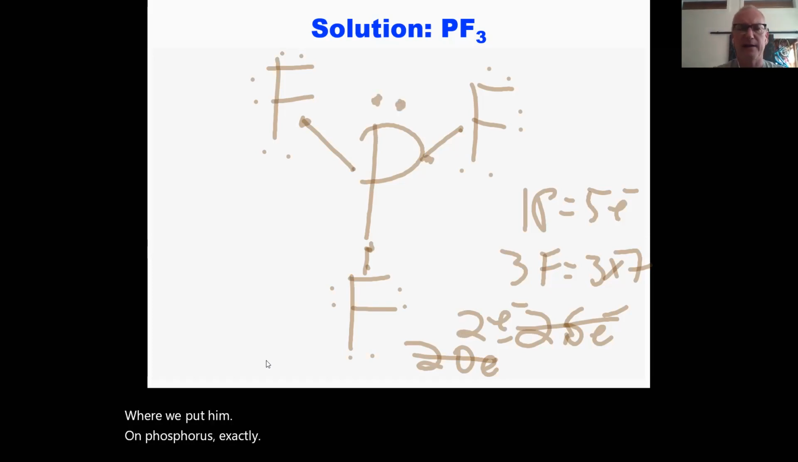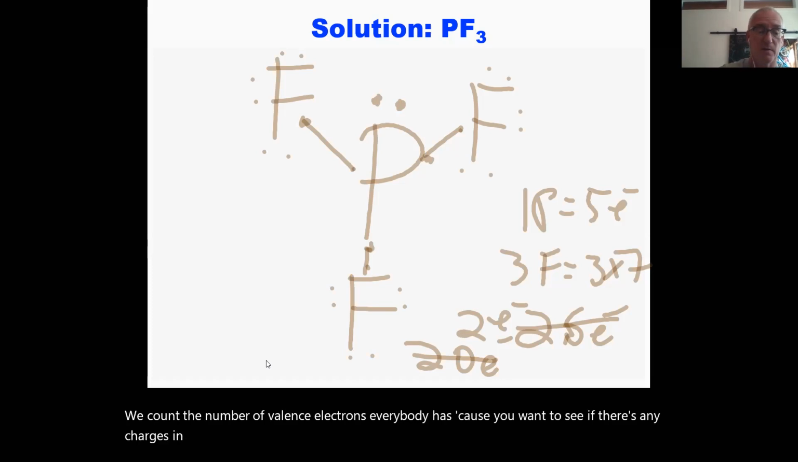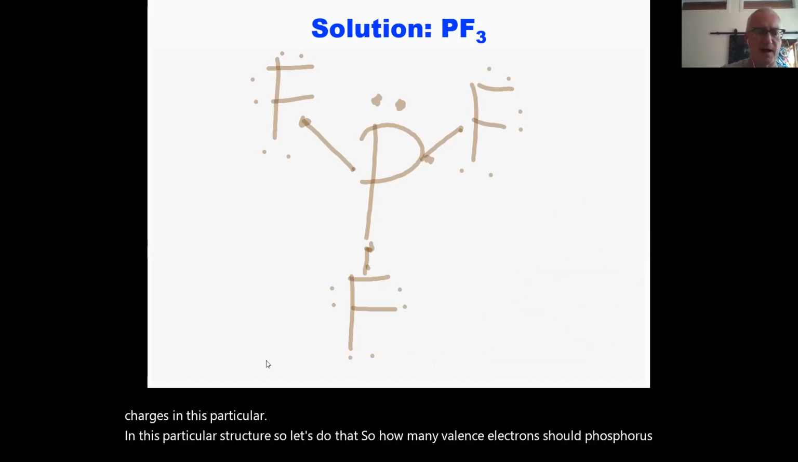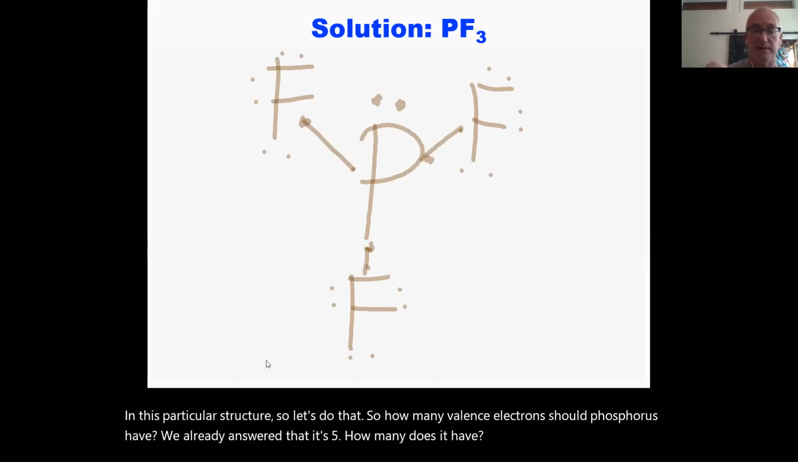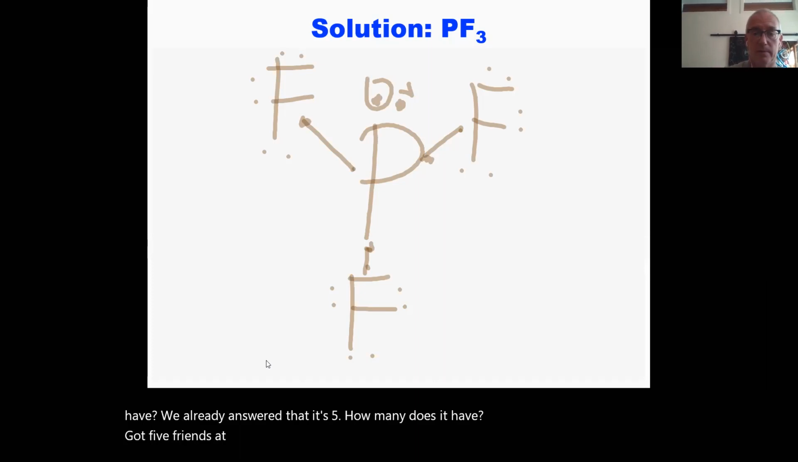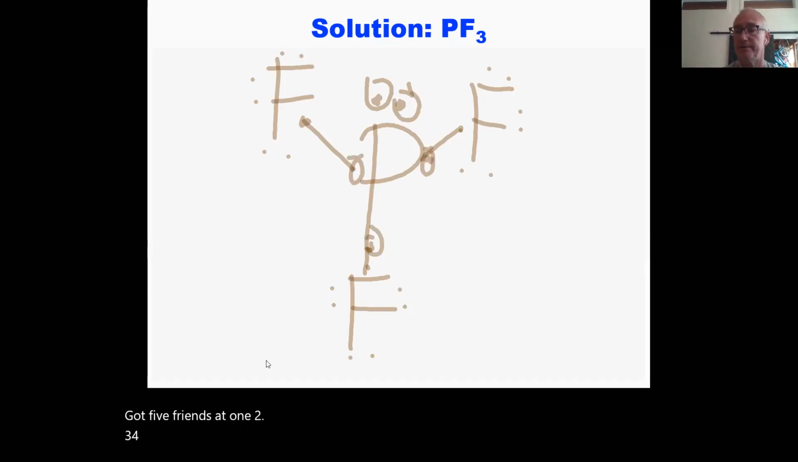And then we look at it, so does that make sense? Now, we count the number of valence electrons everybody has, because you want to see if there's any charges in this particular structure. So let's do that. How many valence electrons should phosphorus have? We already answered that. It's 5. How many does it have? 5. It's got 1, 2, 3, 4, 5. So there's no charge on phosphorus.